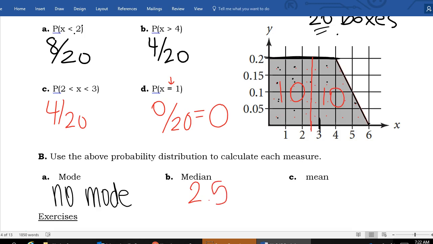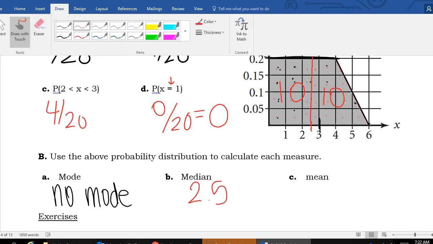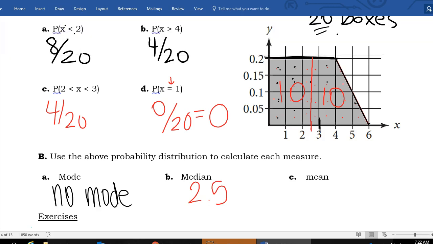And the last one is the mean. Now the mean is very complicated. What we do is we take each of our vertical columns here. We take the height and multiply it by the midpoint of the column. Height times the midpoint, and so on. And when we have all of those, we add them together.